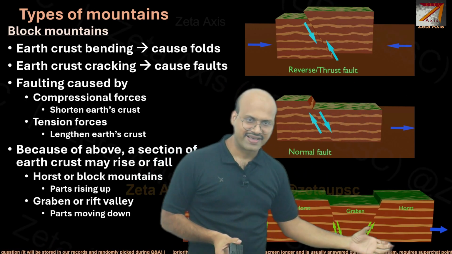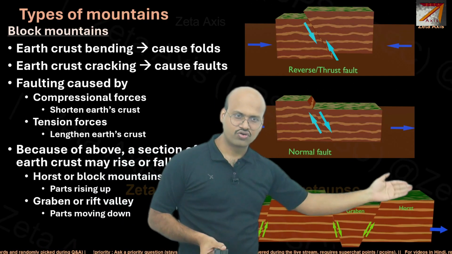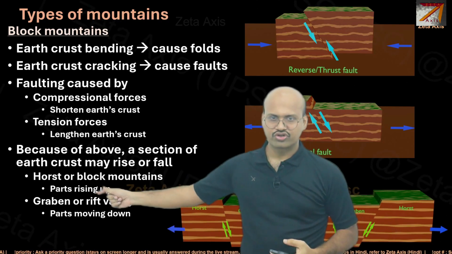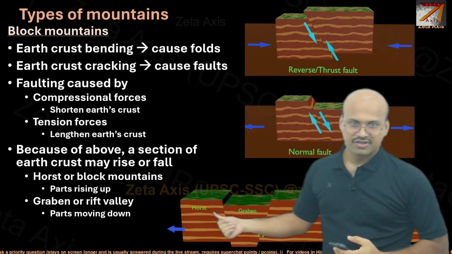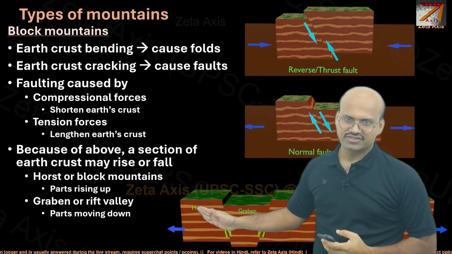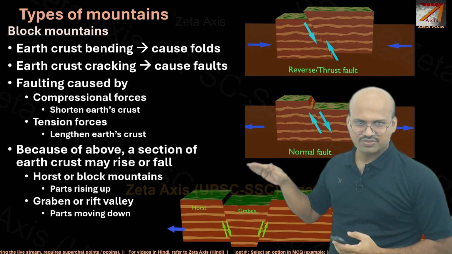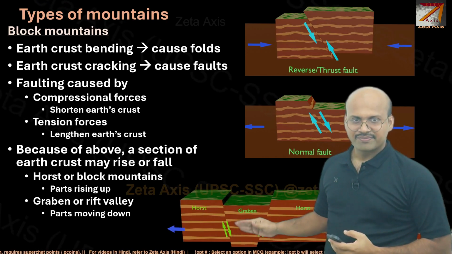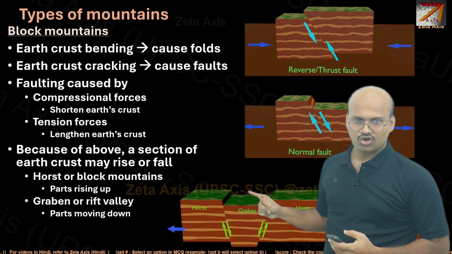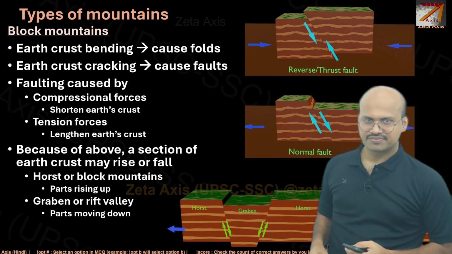Here we are seeing an example of a normal fault, where the part of the graben is moving down while the horst remains at its location. Here we can see horst or block mountains, parts rising up. Because it is a tensional force, it is not rising up, it is stationary at its position. Graben or rift valley, parts moving down. So here the graben is moving down, and because of that, we are getting the mountain-like structure. If you are located in this valley, you will feel that this is a long mountain.